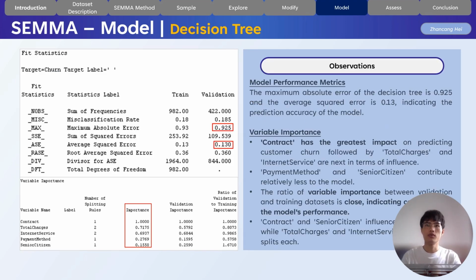We found that the maximum absolute error of the decision tree model is 0.925 and the average square error is 0.13. So contract has the greatest impact on predicted churn, followed by total charges and the internet services, while the payment method and the senior citizen are less affected. Variable importance is proportionally close between the validation and the training datasets, showing the consistency in model performance.